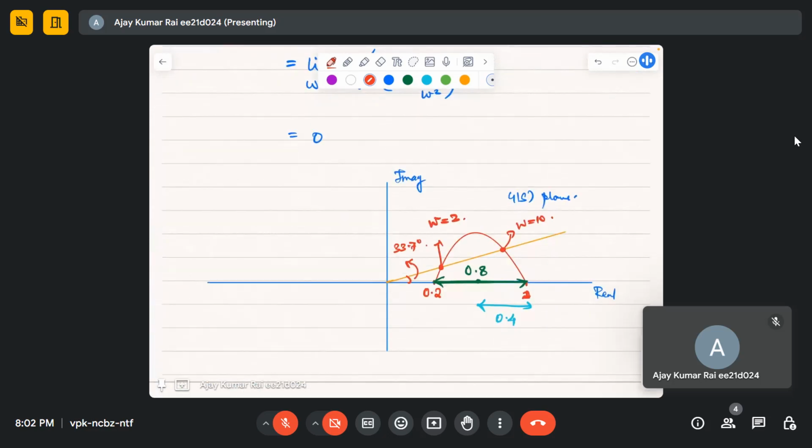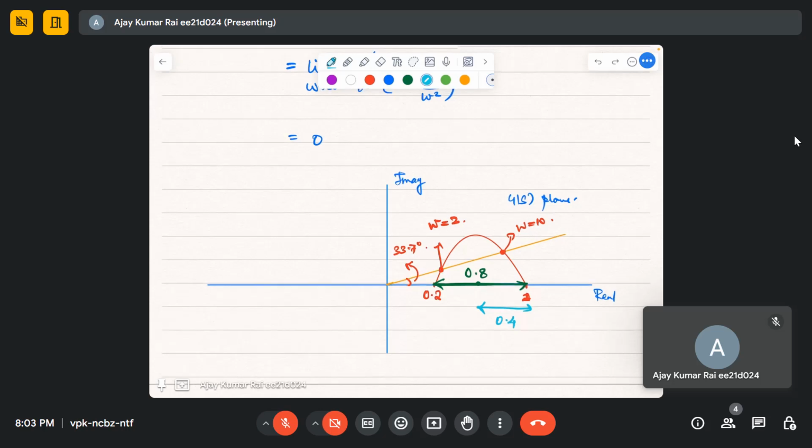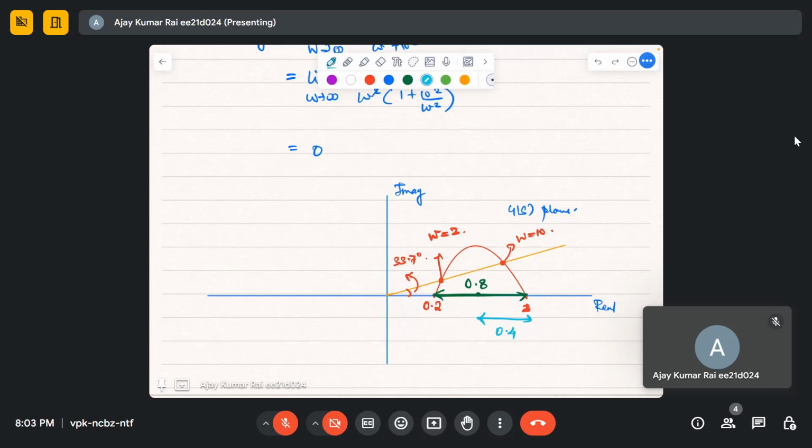You can see the magnitude also, right? From this graphical representation you can see at omega equal to 10 it has more magnitude. Because magnitude is what? So let me show. This is one magnitude at omega equal to 2, and the other magnitude is this. So you can see at omega equal to 10 the magnitude is greater as compared to omega equal to 2. These 2 points I wanted to show you.